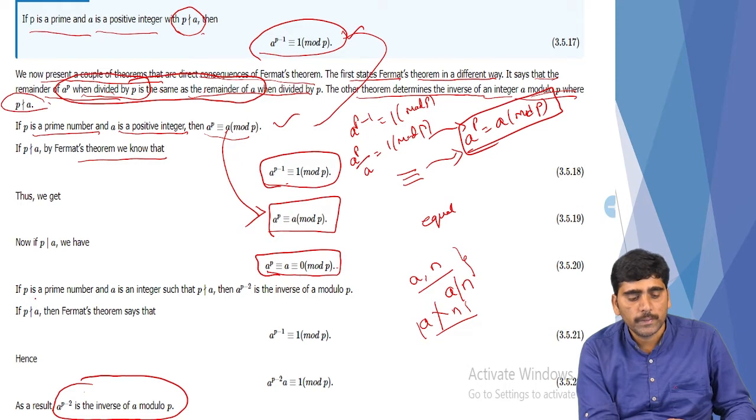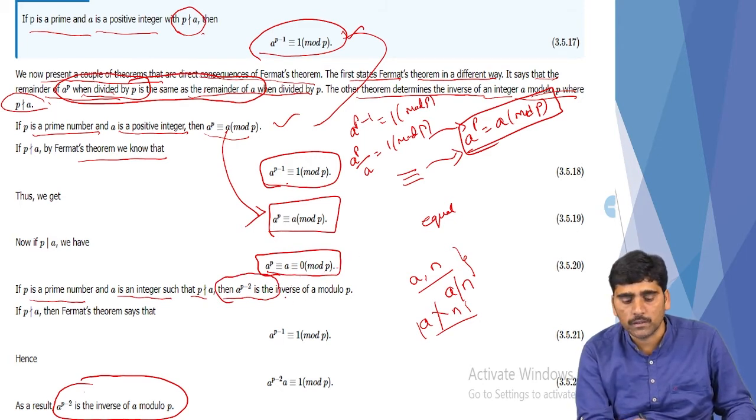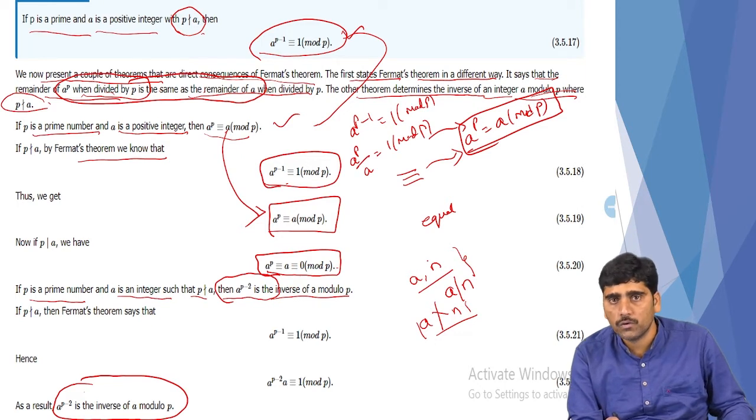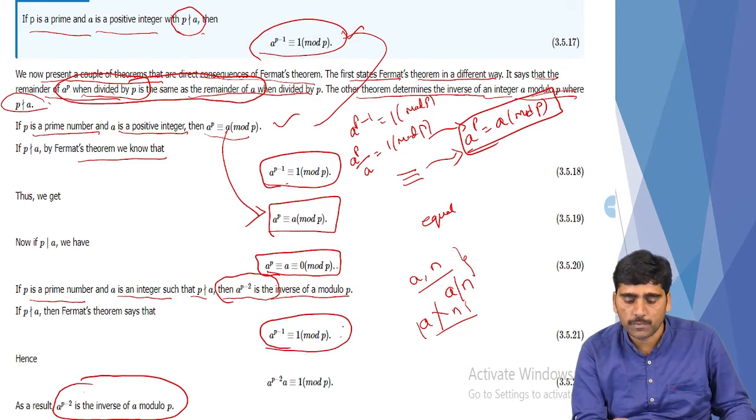If p is a prime number and a is an integer such that p does not divide a, then a^(p-2) is the inverse of a modulo p. This is what we have to see here. If p does not divide a, then Fermat's theorem says that a^(p-1) is congruent to 1 mod p from the first one. Hence substituting, a^(p-1) is equal to a^(p-2) times a, which is congruent to 1 mod p.